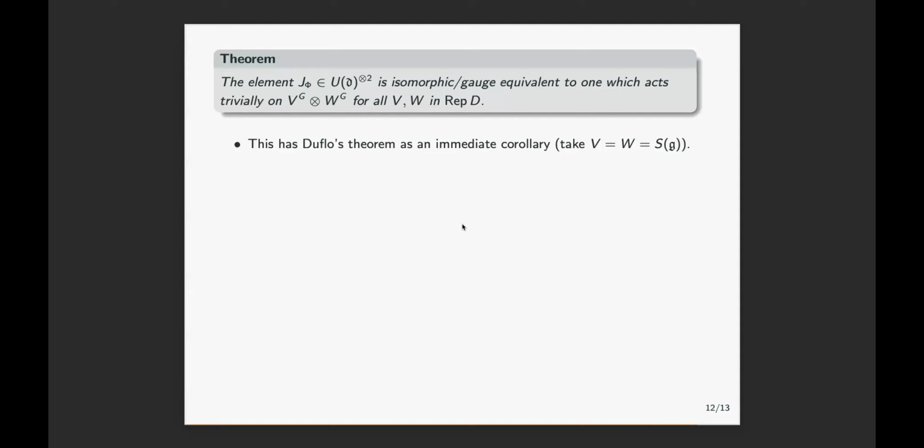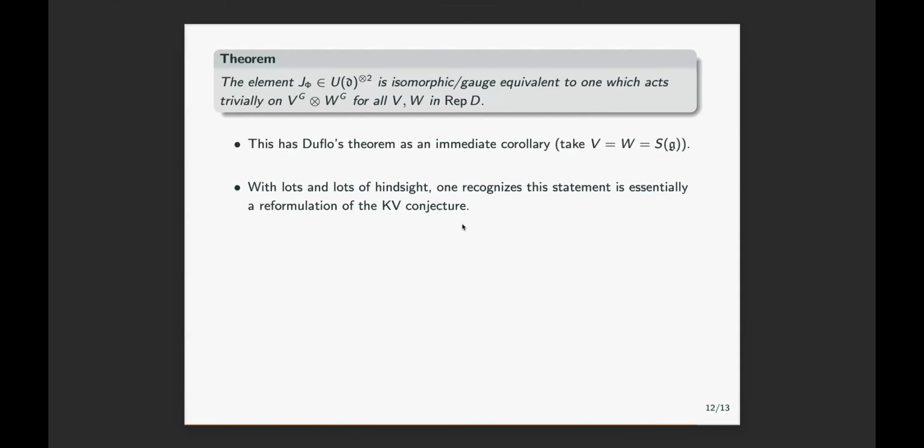And first of all, I want to emphasize this immediately implies the Duflo theorem. Well, at least if you also know that theorem. So if V and W are S(g)-modules and they act trivially on this, as I told you, the multiplication is given by acting and then taking the usual multiplication. So it means that on G-invariants, the multiplication is isomorphic to the undeformed one. So on one hand, it immediately implies the Duflo theorem. And with really lots and lots of insight, I claim that this is actually the Kashiwara-Vergne conjecture.